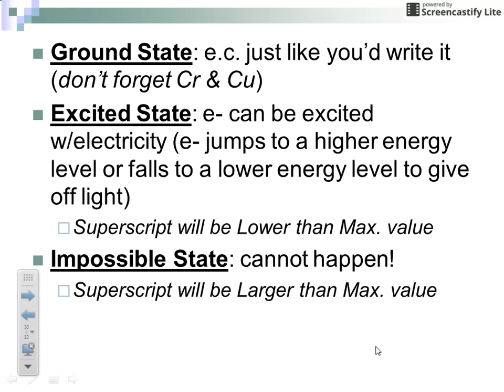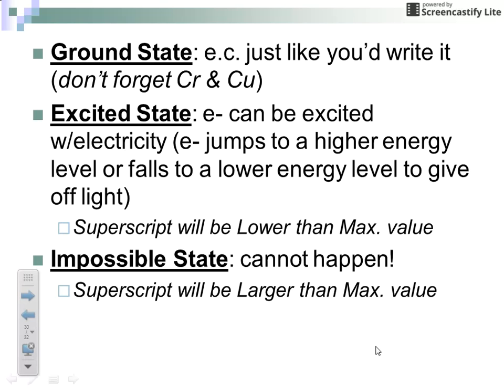Now the excited state electron configuration will look a little funny when you look at the end of it. What happens is if you add energy or electricity to an atom or to a compound, the electrons can get excited and they'll actually jump to a higher energy level. They could fall to a lower energy level, giving off light as well. But the excited electron configuration is going to look a little strange when you look at the superscripts. The superscripts typically will be lower than the maximum value, and then the electron configuration would have continued on as if it had filled up the orbital, like Aufbau tells us we're supposed to.